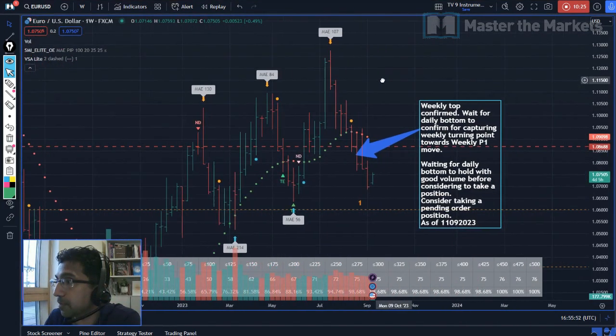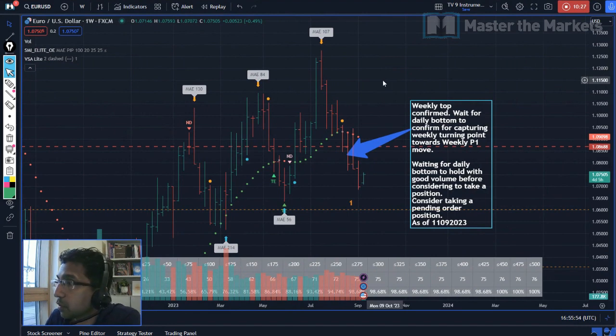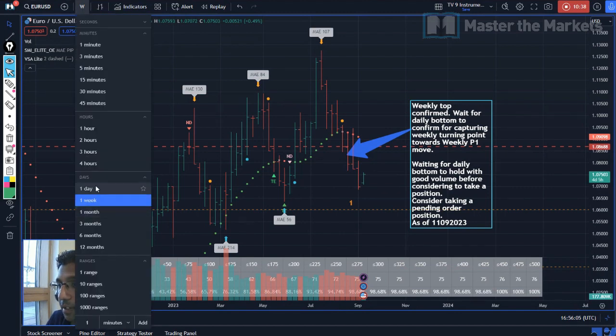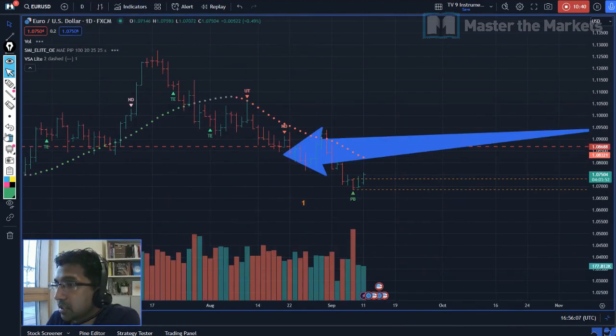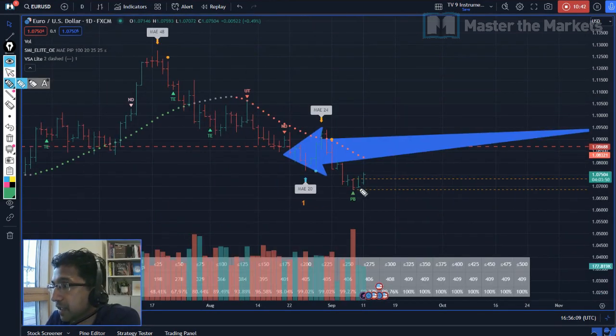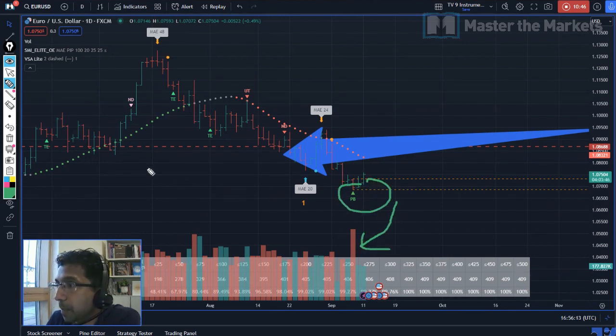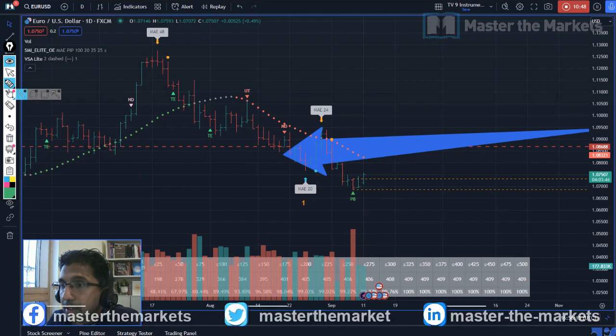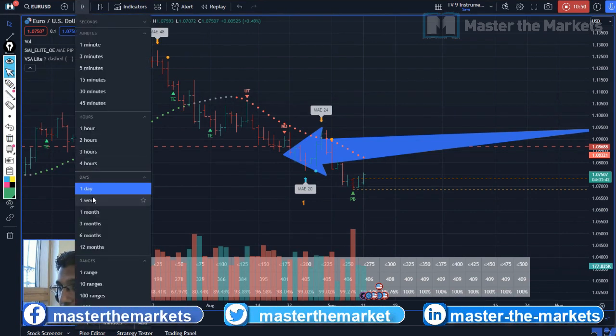Then the final one, not the final one, sorry, Euro Dollar, I'm taking a look at. Weekly top is confirmed, waiting for daily bottom to hold, good volume before considering taking a position. So if I take a look at the daily over here, if this bottom holds and there's a good volume spike here as well, we can probably start to consider that.